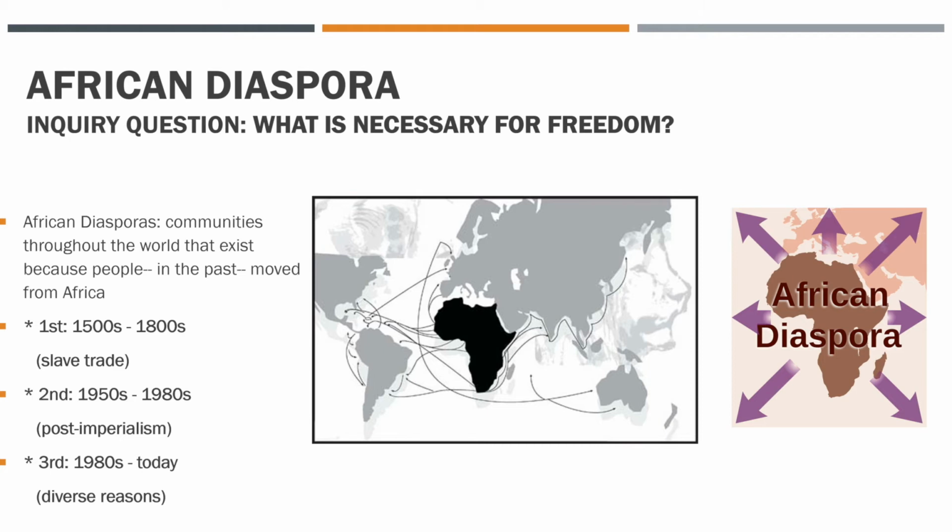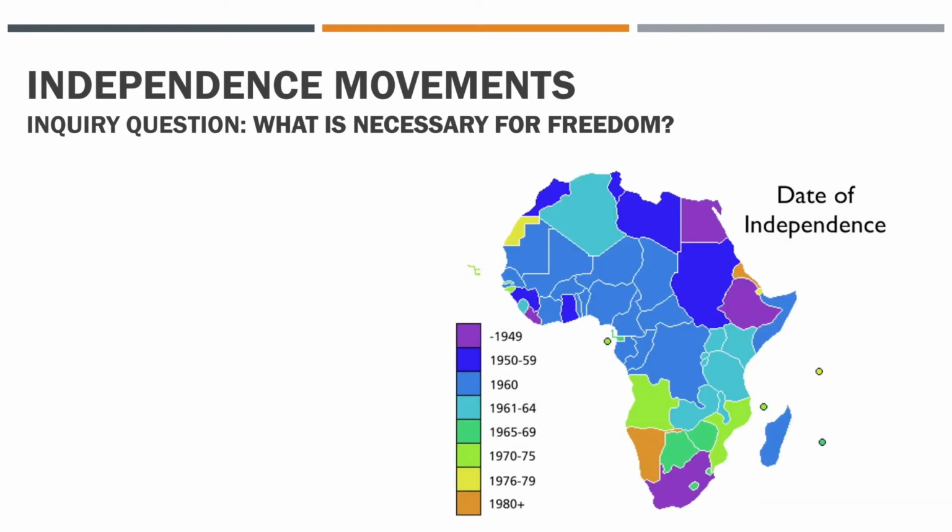And so we can also think of the diaspora as coming in several waves. There's lots of ways to think about it. The one that we've probably talked about in class is this one right here, the Pan-Atlantic slave trade, 1500s to 1800s, where a lot of people were forcibly removed from Africa.